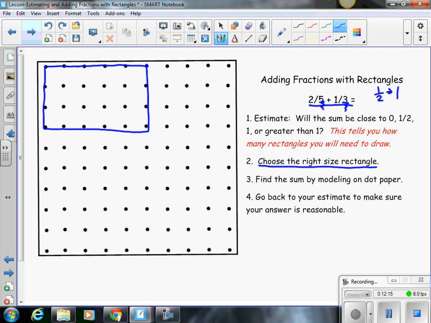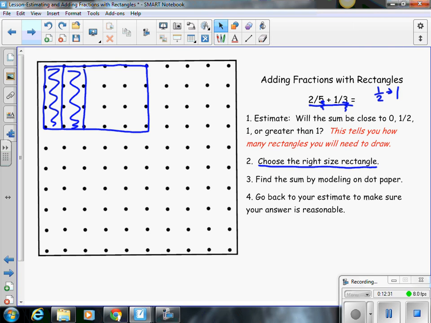So 2/5, I'm going to divide this into fifths. And I'm going to shade in 2 of them. Okay? Then I could keep going and draw the rest of my fifths, but we don't need to do that. And I'll show you why in a second. Now I need to show 1/3. Now if I were to show thirds, I would go this way, right? This would be thirds. But I can't do that because some of them are already shaded in blue over here.